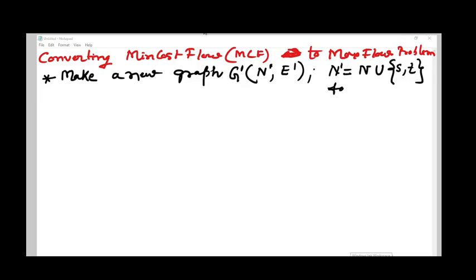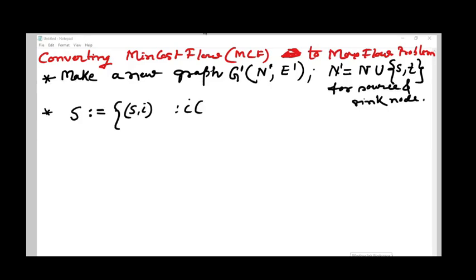Second point, the source that you have added. One source and one sink you have to add to the min cost flow graph. Then only you will go to max flow. You can apply the max flow problem directly. You have added a source, so how will the source be? S comma i, where i belongs to V.